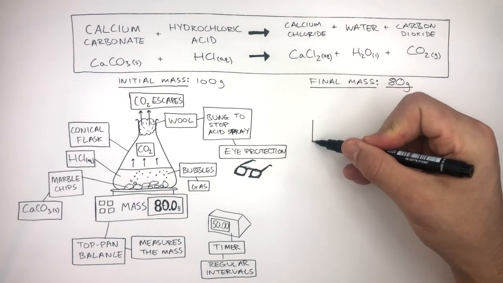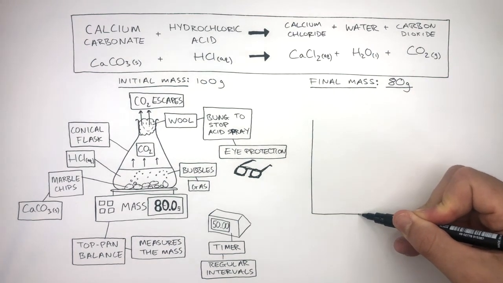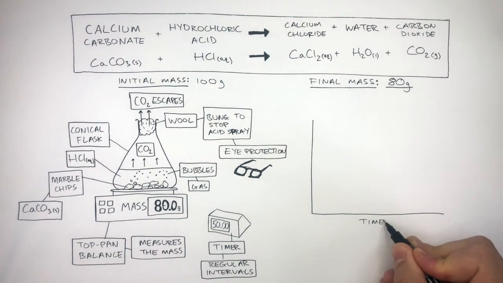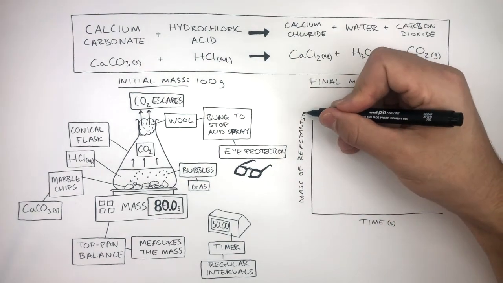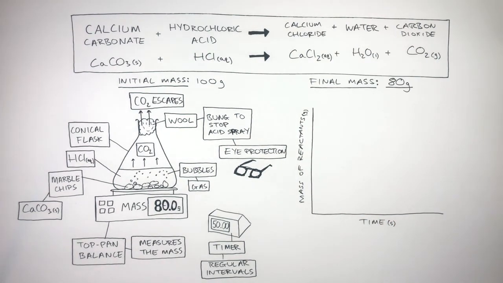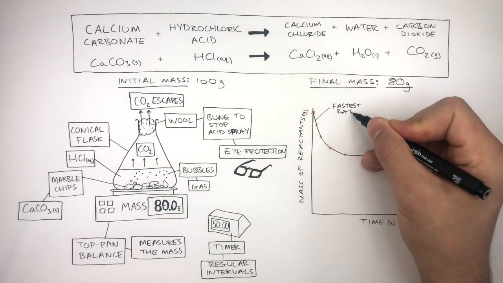Once you've recorded at regular intervals how the mass has changed with time, you can plot your data in a graph, where time in seconds is on the x-axis and mass of reactants in grams is on the y-axis. The graph shows how the mass decreases the quickest at the beginning. The rate at which it decreases begins to slow down, and eventually the mass stops decreasing and remains the same as time continues. Where the slope is the steepest, this is always the fastest rate.